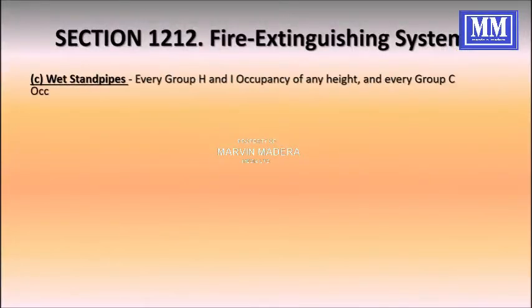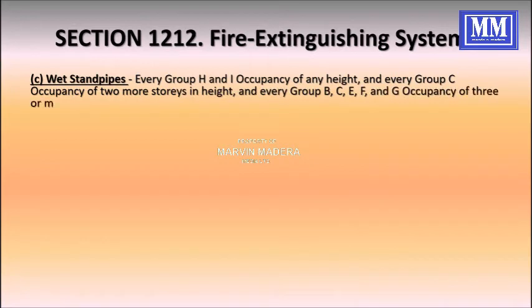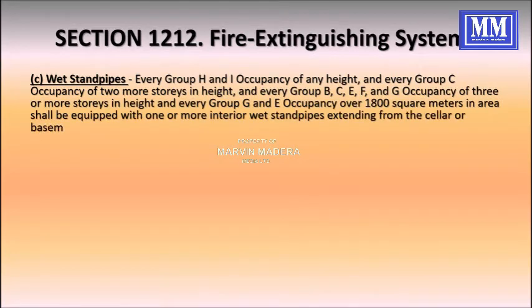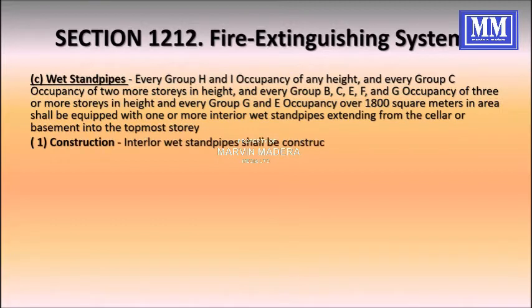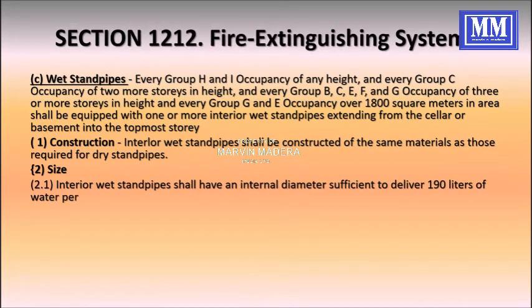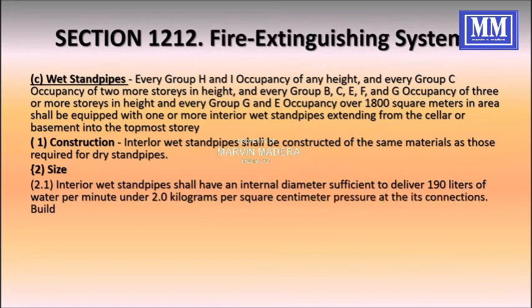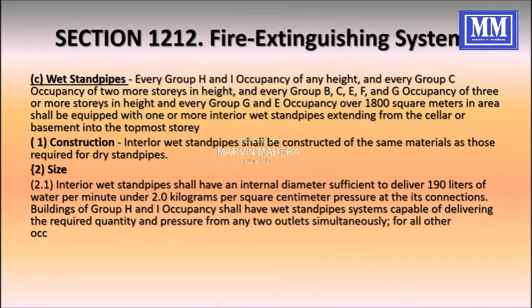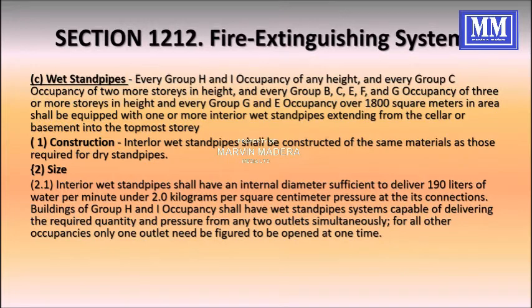Wet standpipes. Every Group H and I occupancy of any height, every Group C occupancy of 2 or more stories in height, every Group B, C, E, F, and G occupancy of 3 or more stories in height, and every Group G and E occupancy over 1,800 square meters in area shall be equipped with one or more interior wet standpipes extending from the cellar or basement into the topmost story.